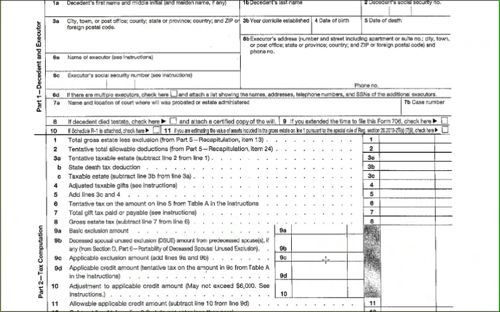So that's just a quick way of trying to gauge it. Not so quick, but at least before you go through everything in all the schedules. So basically, the filing requirement is a function of your gross estate.